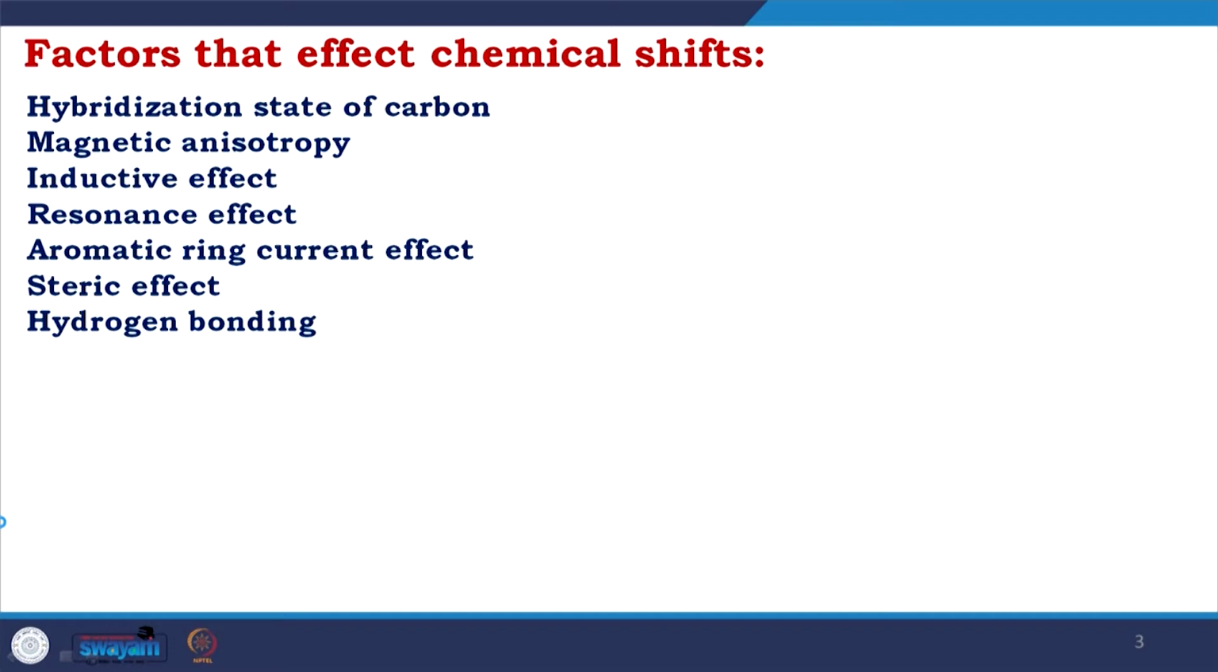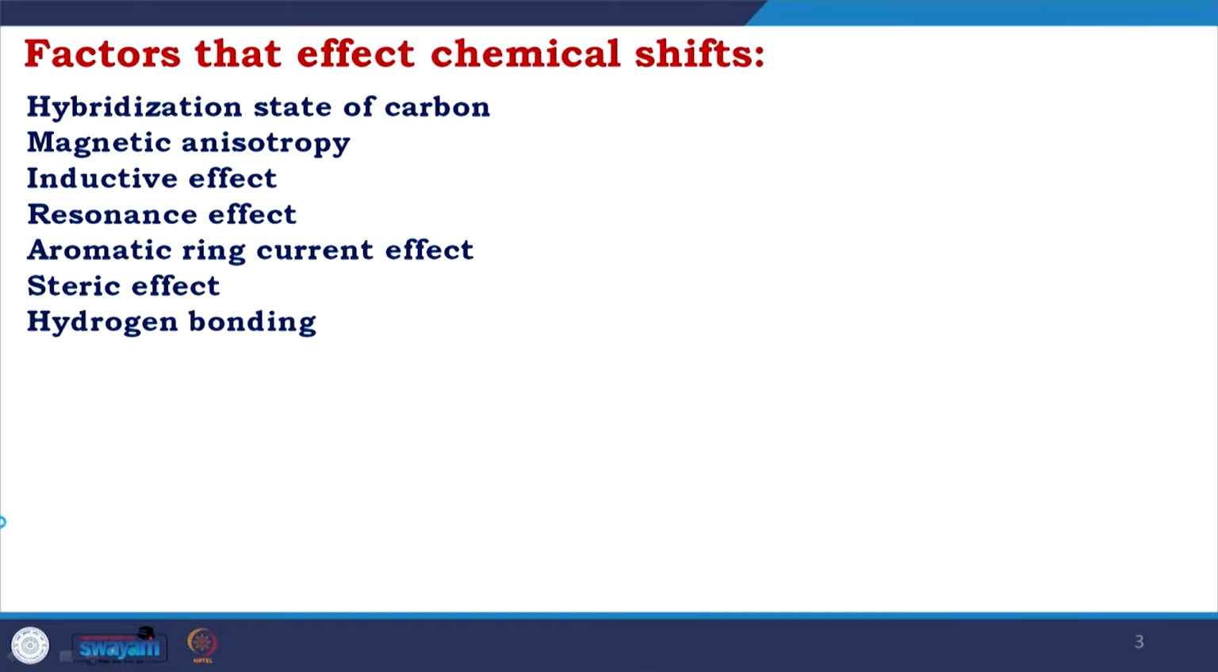So, what are the factors that affect the chemical shifts? One, hybridization state of carbon: sp3, sp2, sp. I have talked about hybridization, so you all know about them. Then magnetic anisotropy, inductive effect, resonance effect, aromatic ring current effect, steric effect, and hydrogen bonding. They are the most common factors affecting the chemical shifts.